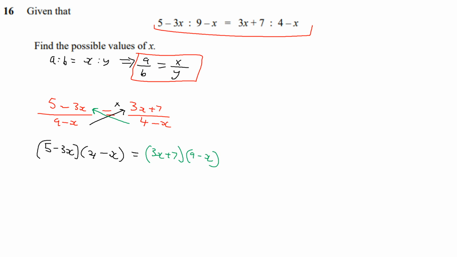So now let's expand, shall we? If I can get my black out. So, this is the same as 20 minus 5x minus 12x plus 3x squared, and that's equal to 27x minus 3x squared plus 63x minus 7x.